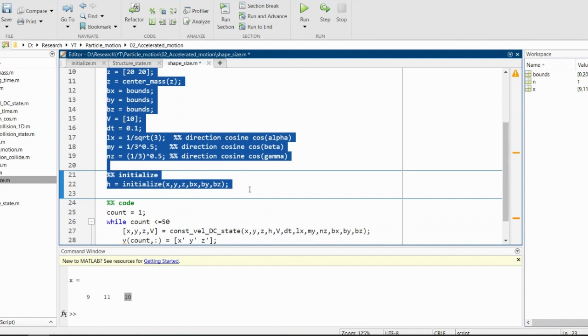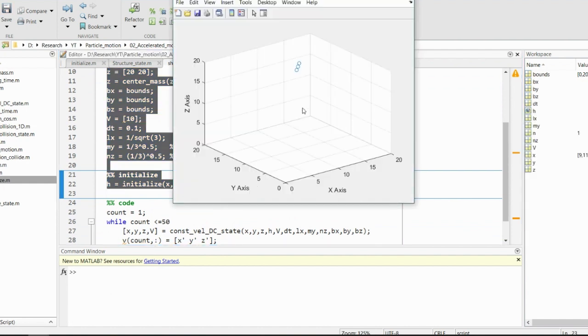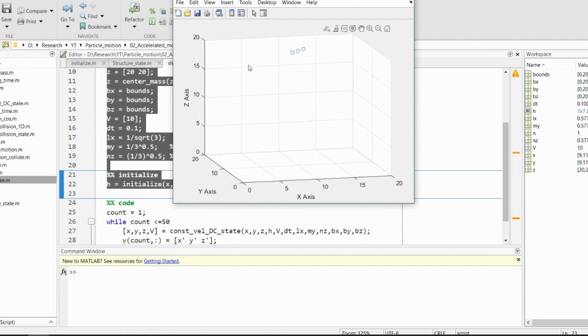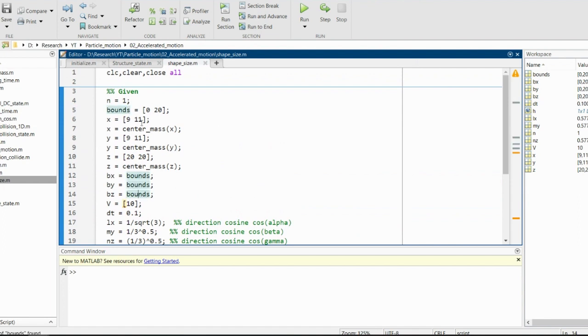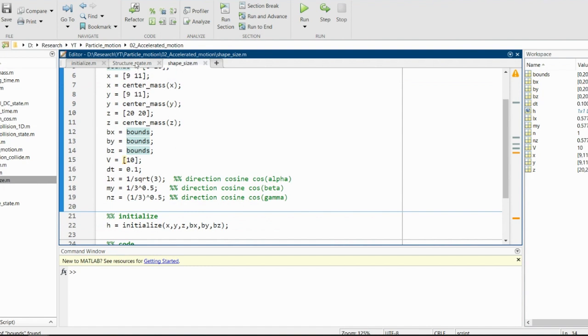Let's plot this up. Yep. Now I have 3 points. The middle one is the center of mass. Nice. Every row corresponds to the same particle. So this is it, direction cosine. So I need it to fall downwards. Nice. And how am I going to make it fall downwards?